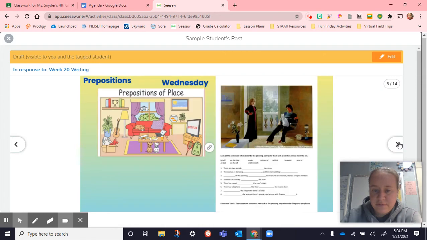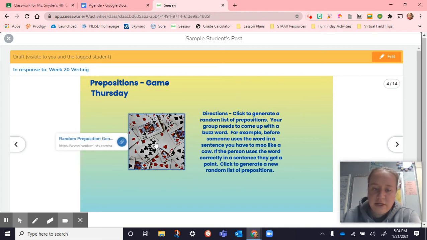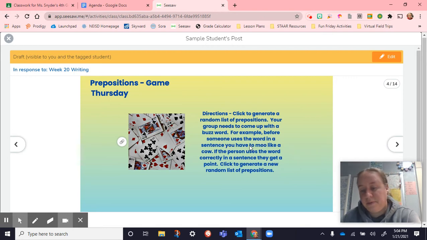All right, so with our prepositions today, we didn't have time to play this. So if you go here, if you want to try it, it's just a random list of prepositions. So it was just a game. You can play this with your family if you'd like, but your group comes up with a buzzword. So for example, before someone uses the word in a sentence, you have to moo like a cow, or maybe you have to jump up and down, or maybe you have to honk your nose, or who knows, you come up with whatever that buzzword or action is.